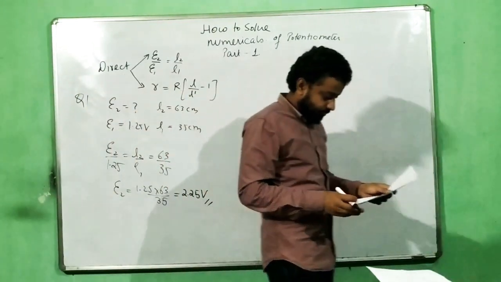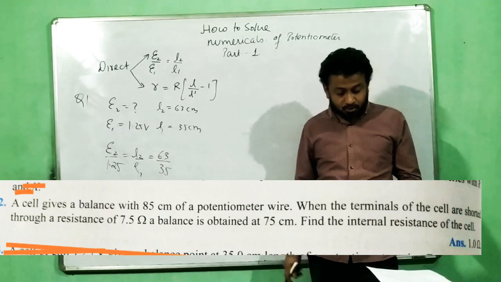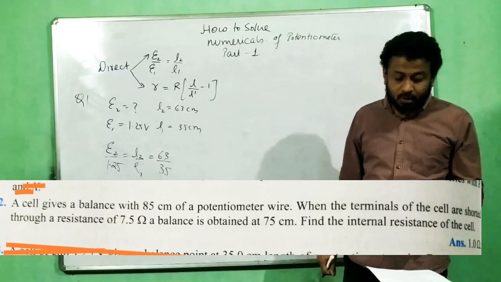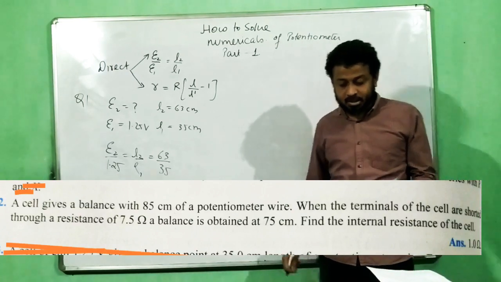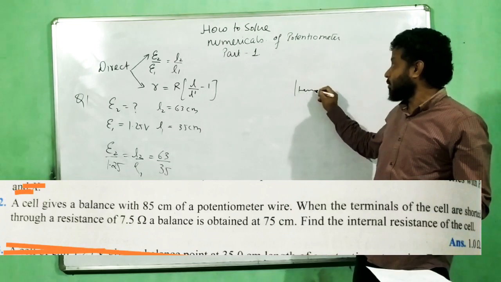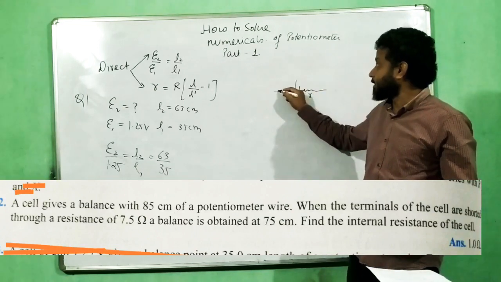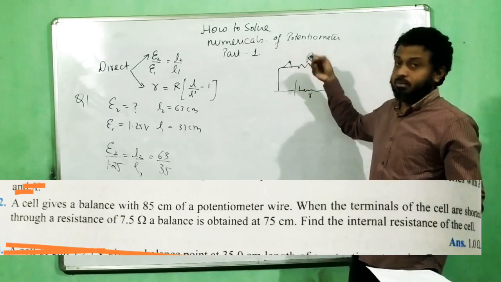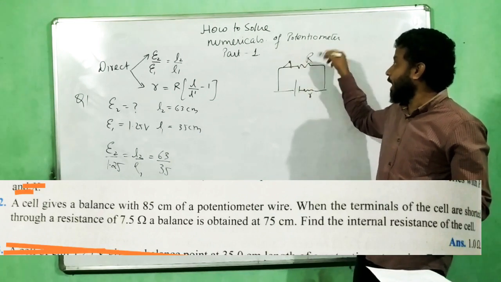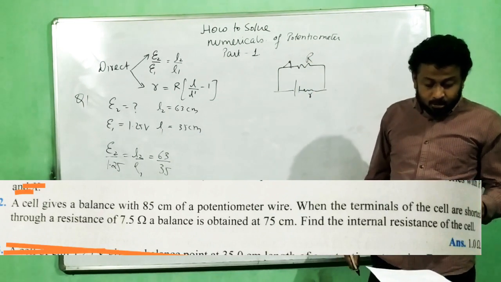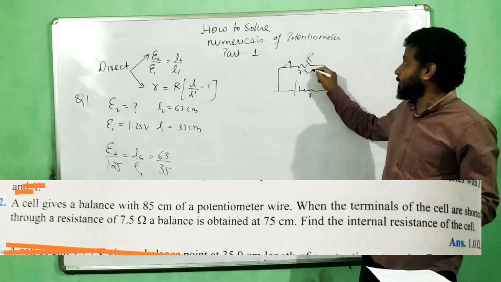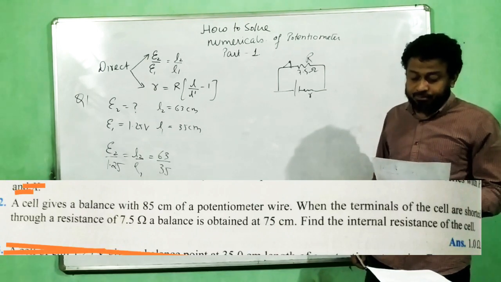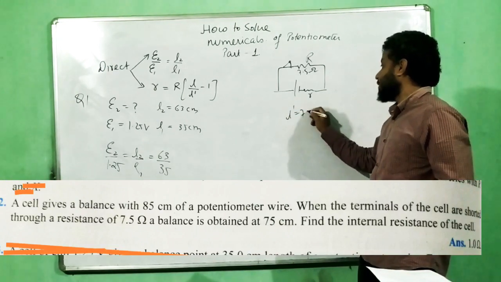As simple as that. So if you read question number 2, it says a cell gives a balance point with 85 cm of a potentiometer wire when the terminals of the cell are shorted through a resistance. That means the EMF with the internal resistance is shorted through a resistance, which means the switch is closed for R to appear in the circuit. Through a resistance of 7.5 ohm, this is the R value. A balance is obtained at 75 centimeter. That means your L dash is 75 centimeter.